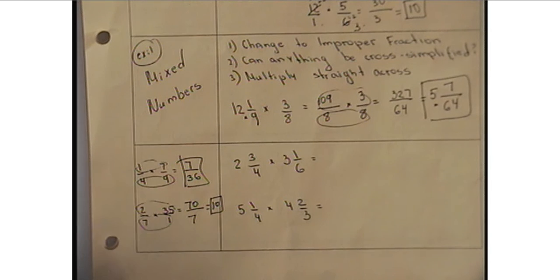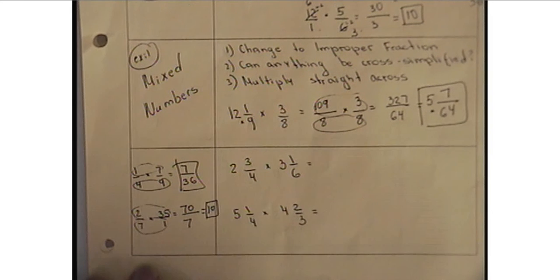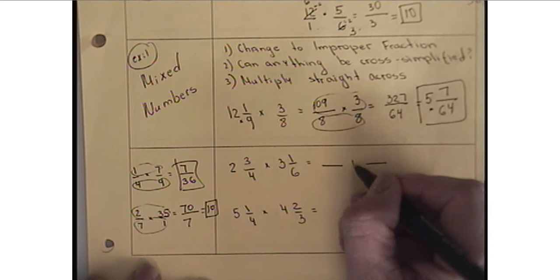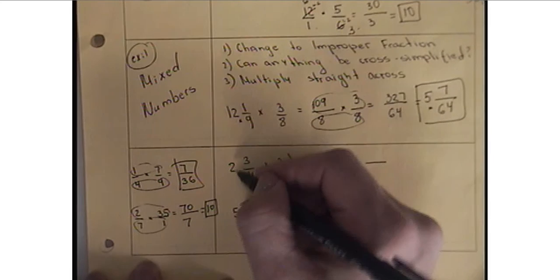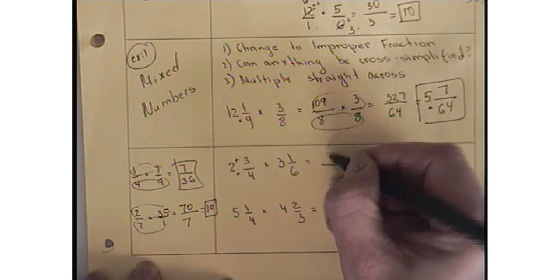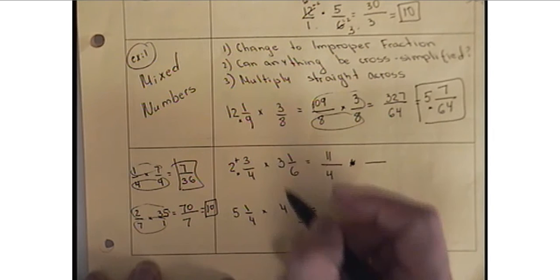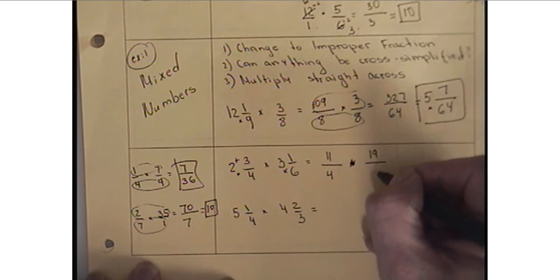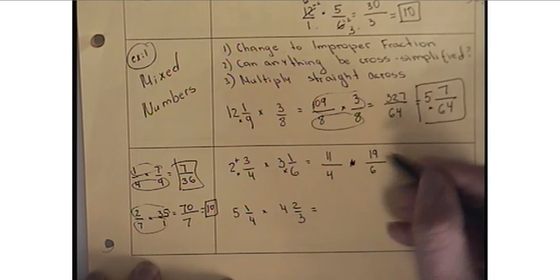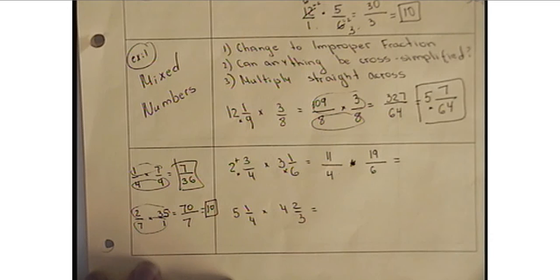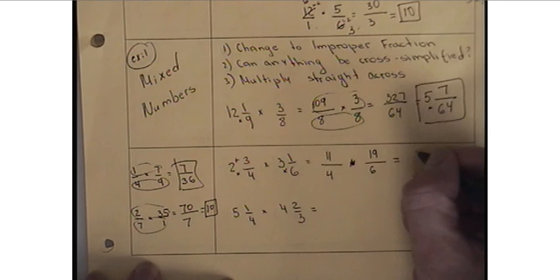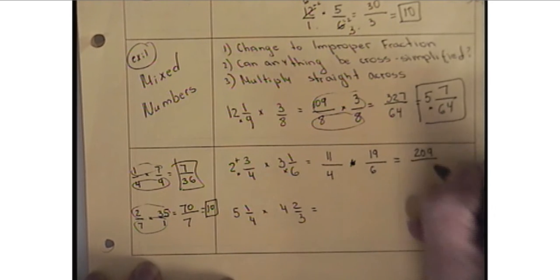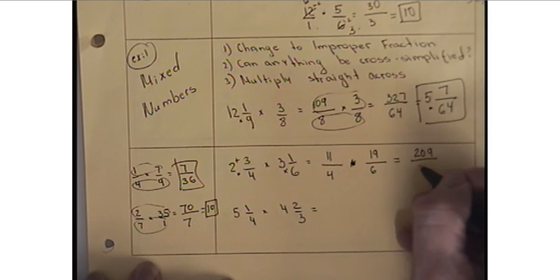A couple more examples with mixed numbers. So let's convert those to improper fractions. So this is a multiplication here. 2 times 4 is 8 plus 3, 11 fourths. Then we have 3 times 6, which is 18 plus 1, 19 sixths. Okay, 11 times 19, you can use a multiplication table as well for those. It's 209, and 6 times 4 is 24.